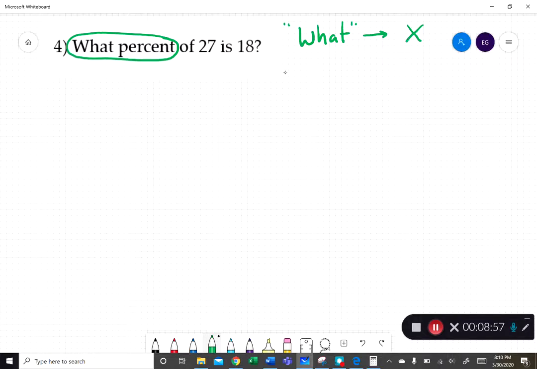But when you see what percent, well, now that's no longer a number. It's parts per 100, or we'll call that x over 100. Okay, so for what percent, we'll say x out of 100.